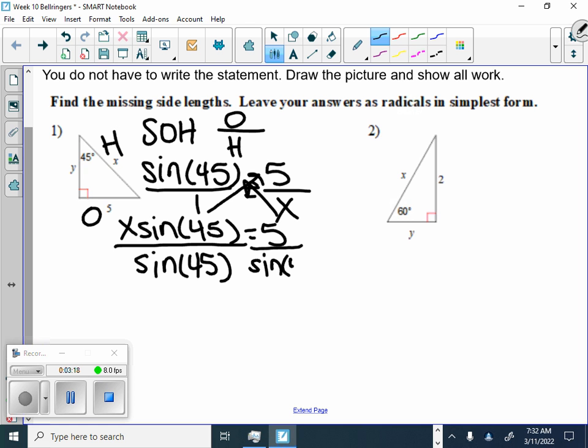And go ahead and do that in your calculator for me. 5 divided by sine of 45. Tell me what you get. 5 square root of 2. Isn't that what we got for our hypotenuse? 5 square root of 2? Voila. Okay. Now I can do trig again to figure out Y.